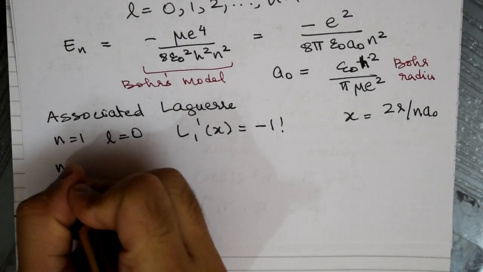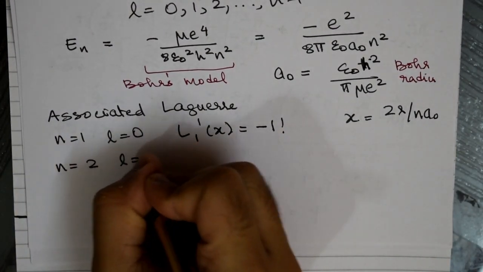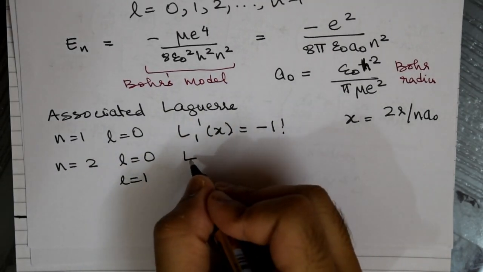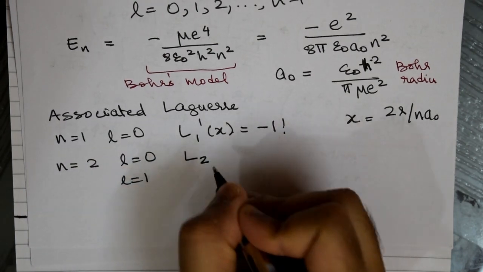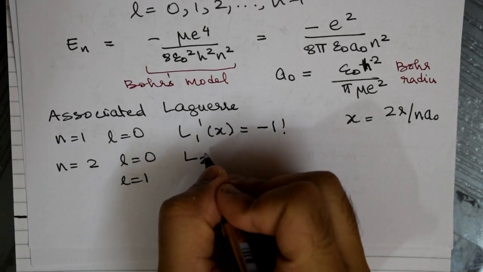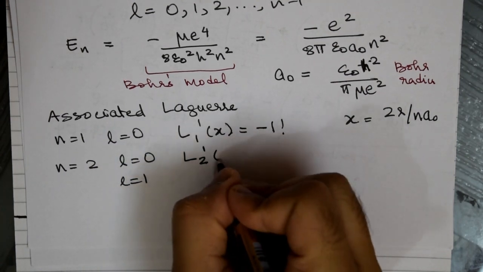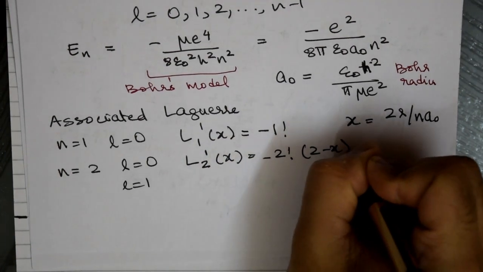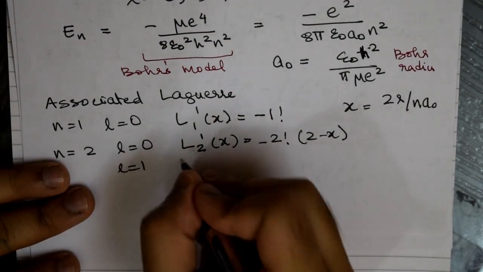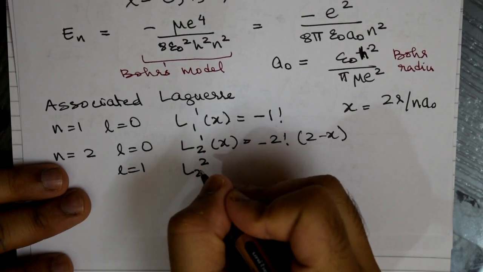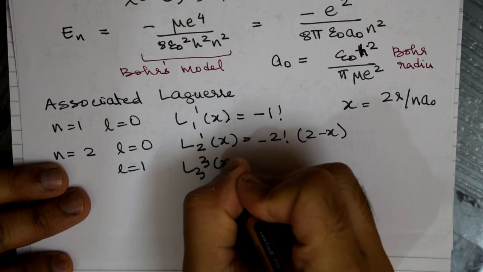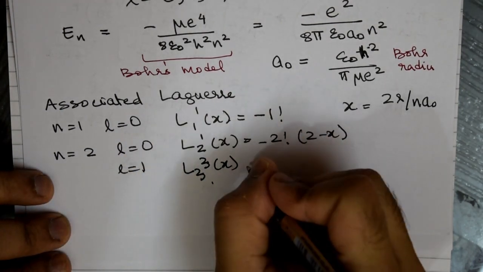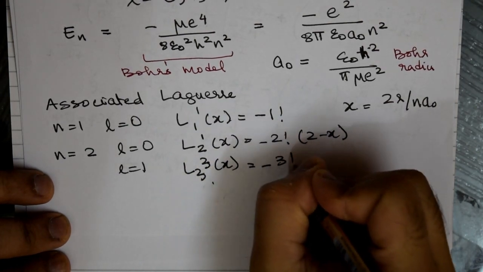So for n equal to 2, L can take the value 0 and L can take the value 1. When L is 0, n plus L is going to be 2, and on the top part you have 2L plus 1, so that is going to be L_2^1 of x, given by minus 2 factorial times 2 minus x. Okay, these are nothing but the Laguerre polynomials. L_3^3 of x, because n plus L is 3 and 2L plus 1, 2 times 1 plus 1, is 3, will be given by minus 3 factorial.